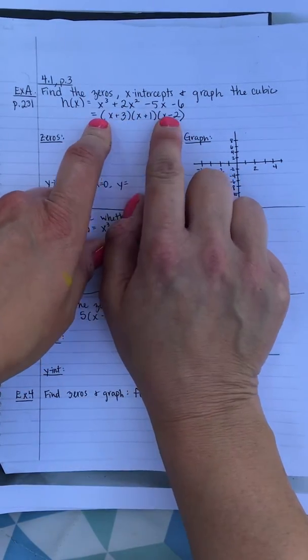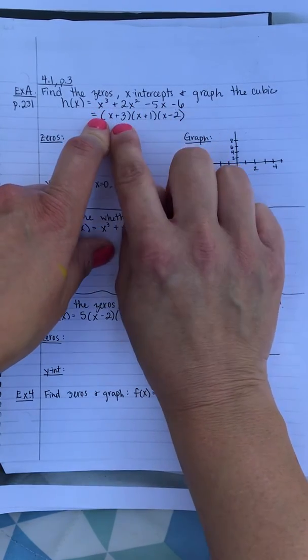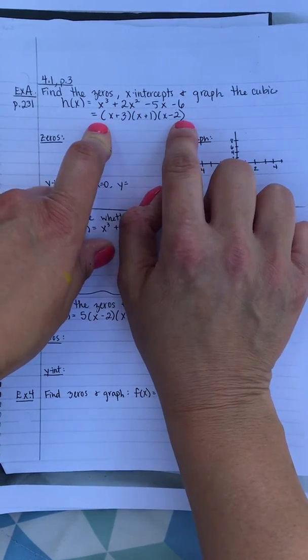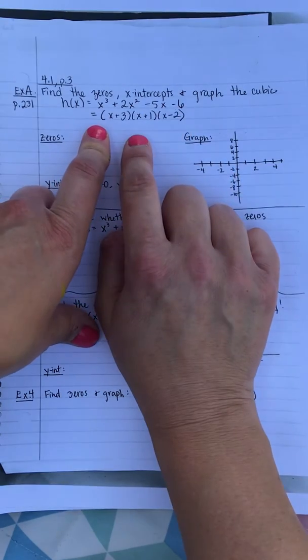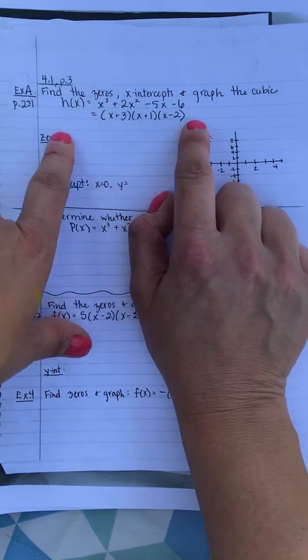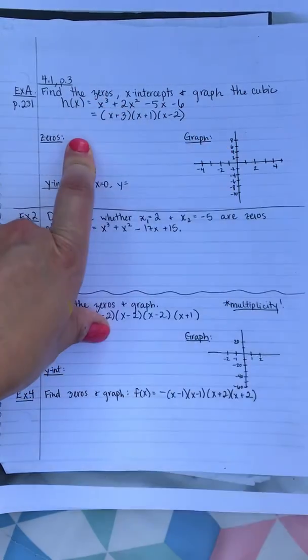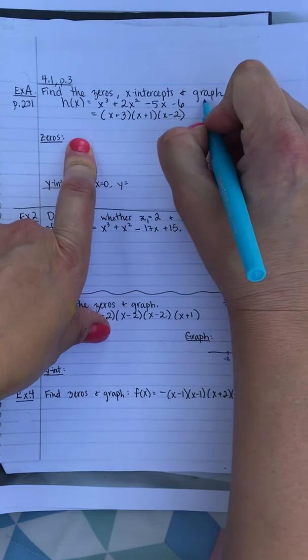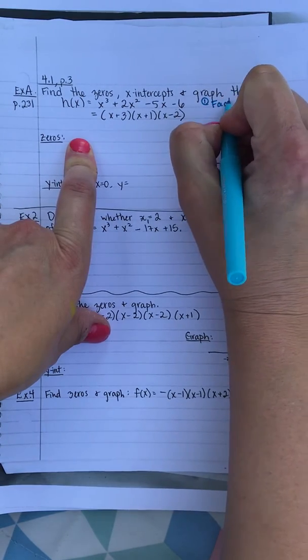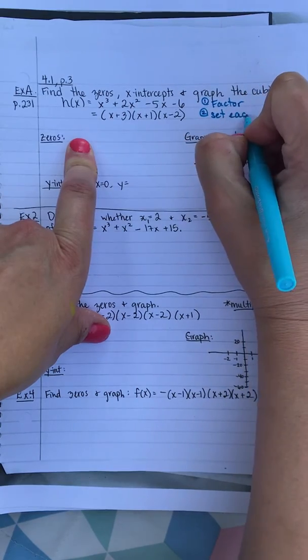So these are the factors. Whenever you're given this function, you want to factor it completely. And once you have all the factors, you can continue on with how to find the zeros, x-intercepts, and graphs. When we have all the factors, we can then set each factor equal to 0. That's how we find the zeros, right? So first we factor, and second, we set each factor equal to 0.